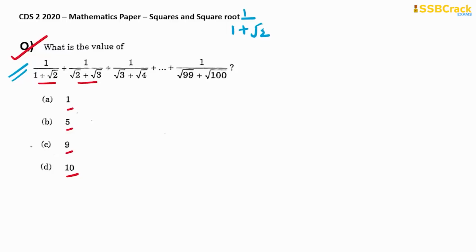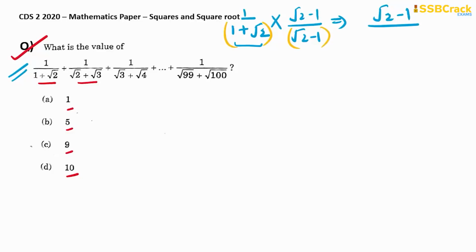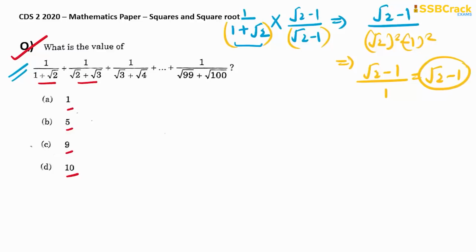Now we can rationalize the denominator. So it will be multiplied by (root 2 minus 1) upon (root 2 minus 1). So it will be (root 2 minus 1) in the numerator, and in the denominator there will be the identity (a plus b) into (a minus b), which is equal to a square minus b square, which will be root 2 square minus 1 square. So it will be (root 2 minus 1) upon 1, which is equal to root 2 minus 1 only. So this first term is equal to root 2 minus 1.